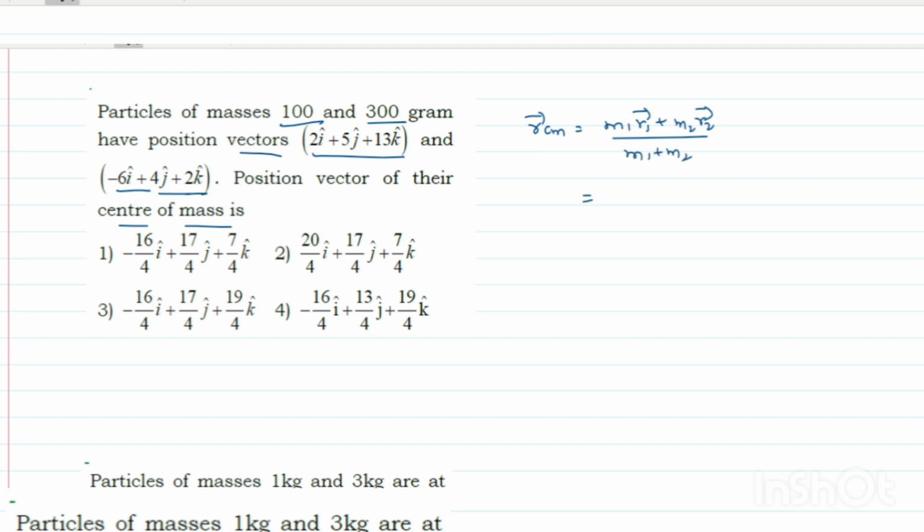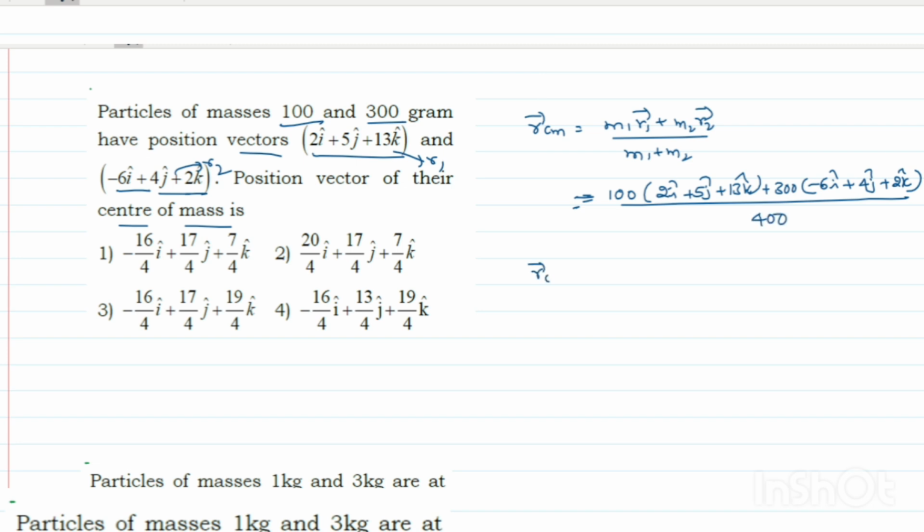That means you have to simplify this. Here 100 grams is given, this is r1 and this is r2. Just put the values: 100 into 2i cap plus 5j cap plus 13k cap, plus m2, which is 300, into minus 6i cap plus 4j cap plus 2k cap, by m1 plus m2, 100 plus 300, which is 400.